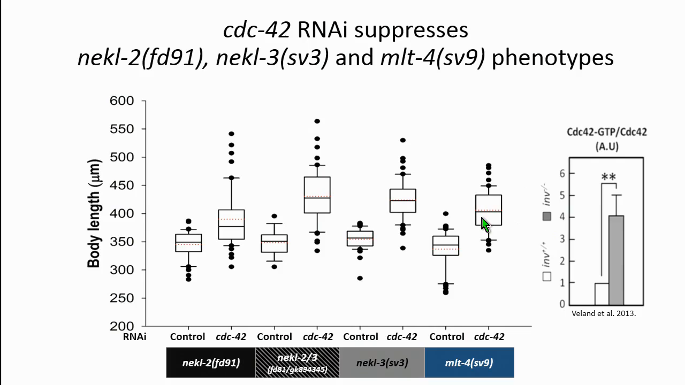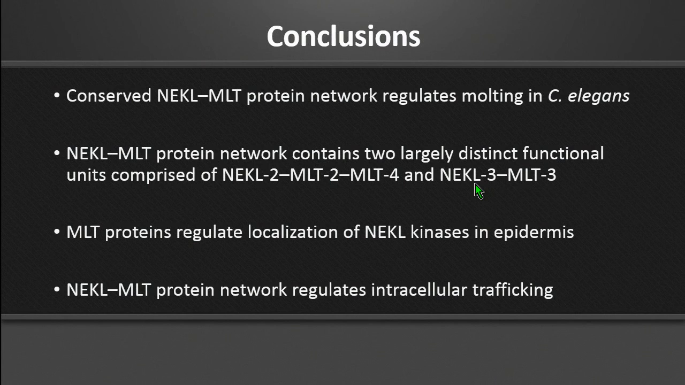So as my conclusions, we characterize this conserved NEKL MOLT protein network that regulates molting in C. elegans, and it contains two largely distinct functional units that comprise NEKL2, MOLT2, MOLT4, and on the other side NEKL3, MOLT3. MOLT proteins regulate localization of NEKL kinases in the epidermis, and they're involved in intracellular trafficking.